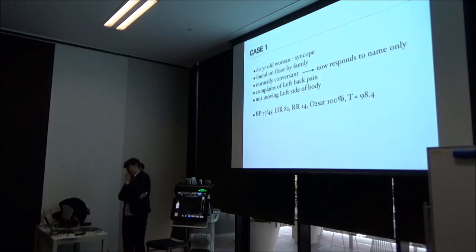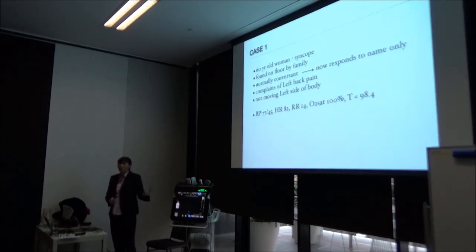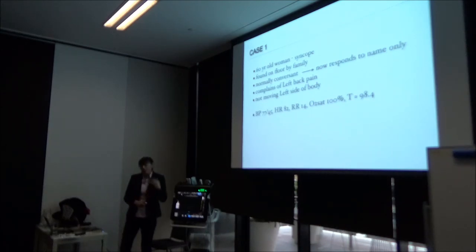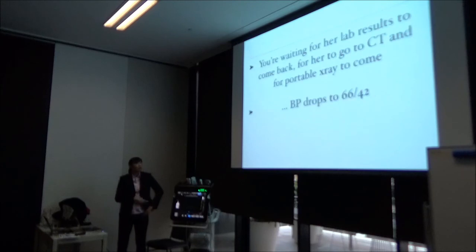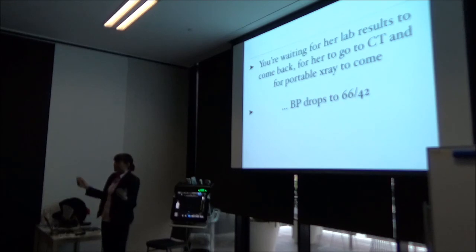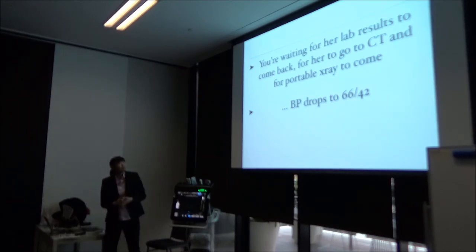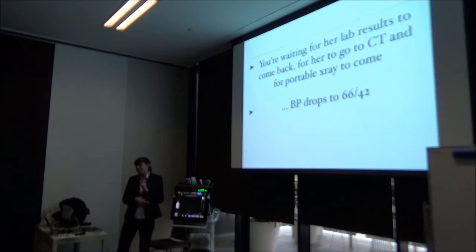So we'll start with the case, and we're going to have a 60-year-old who is essentially found on the floor by her family. She is responding to her name only, so won't answer questions, and she's not moving the whole left side of her body. She does have some droop, and she's complaining of left back pain. She's quite hypotensive, and the rest of her vitals are there, and so she comes to us as a stroke code. So the stroke algorithm gets activated, so CT, angios, and all this kind of stuff. And we're waiting for all that to happen, but her blood pressure drops precipitously.